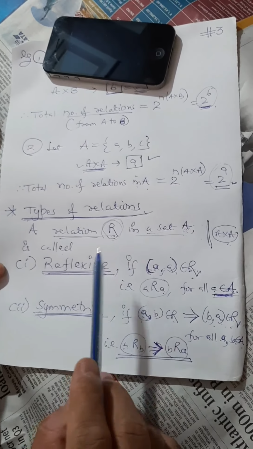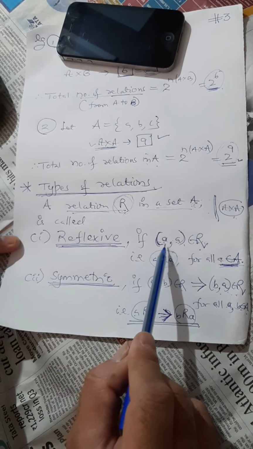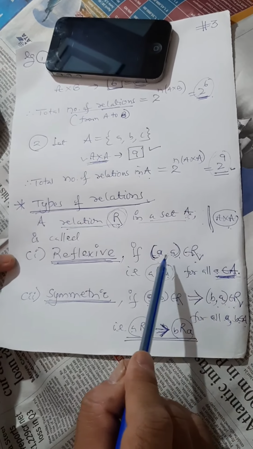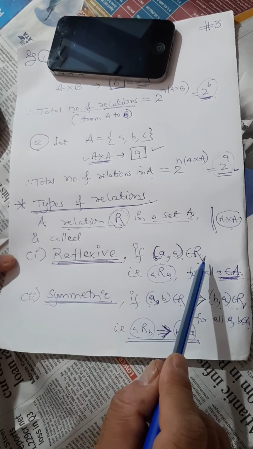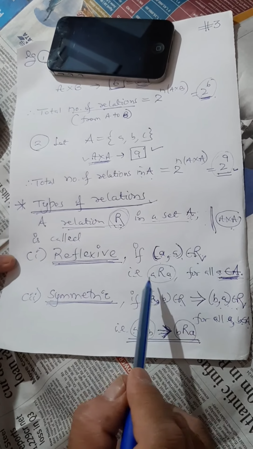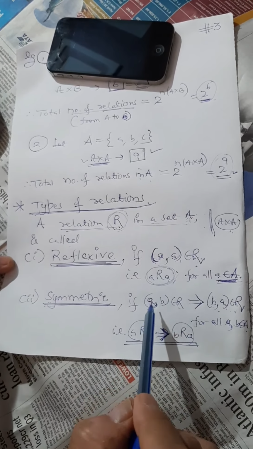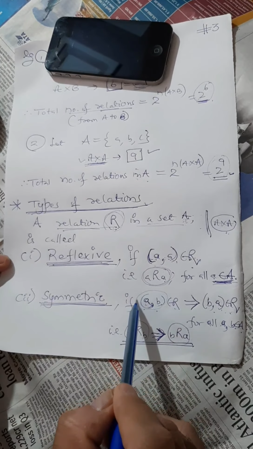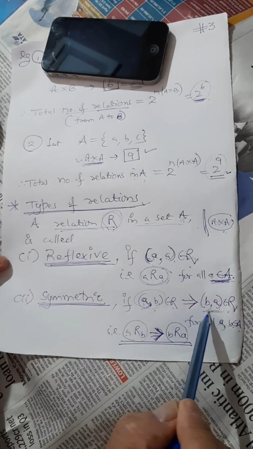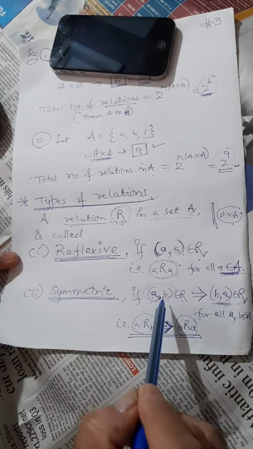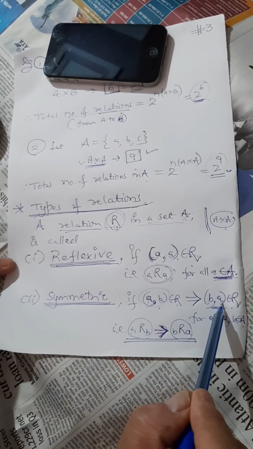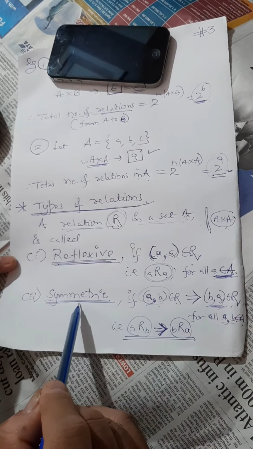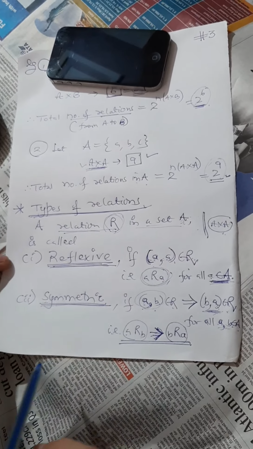First, let's recall reflexive. Reflexive means for every member of the set, (a, a) must be a member of the relation set R. That means a related to a. What is symmetric? This says that whenever one ordered pair is present, then its reverse must be present. For example, if you have (3, 4), then (4, 3) should be there. And if it is true for all ordered pairs, then it is called a symmetric relation.